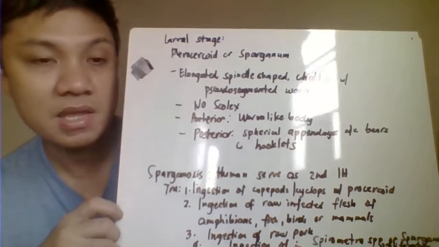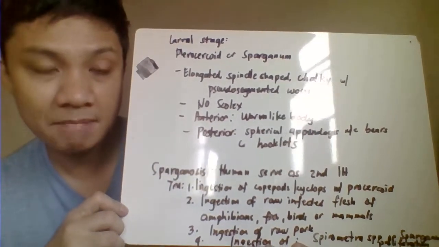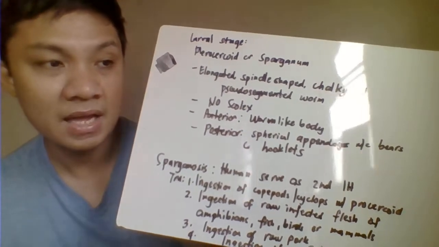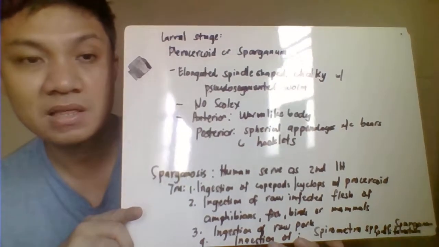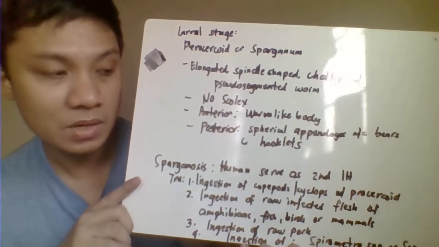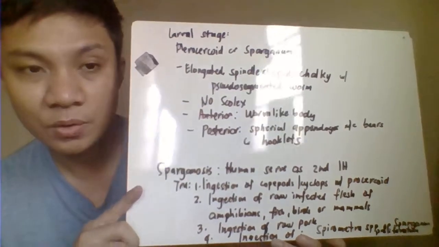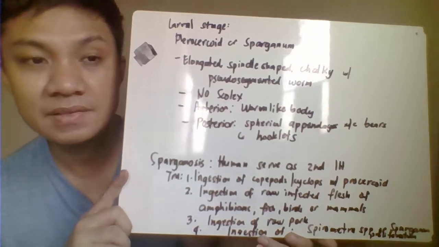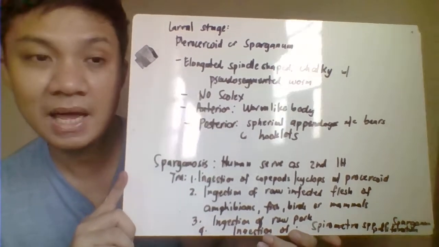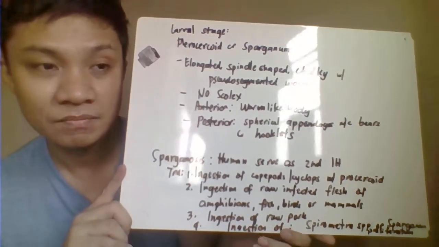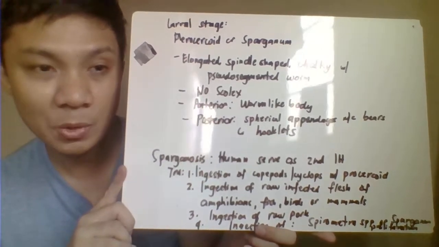Then we have here the anterior side would have here the worm-like body. And the posterior end would have here a spherical appendage containing here 6 hooklets. So, human could also serve here as second intermediate host kung kinain mo ang first intermediate host. You call that one as your sparganosis.